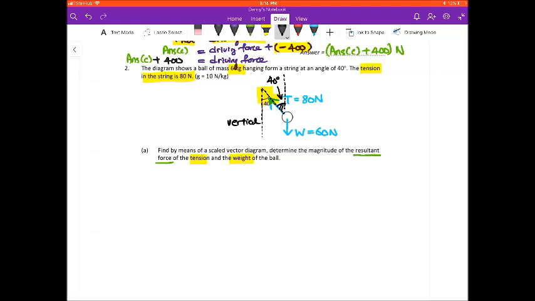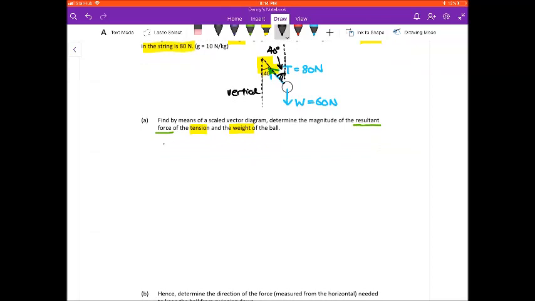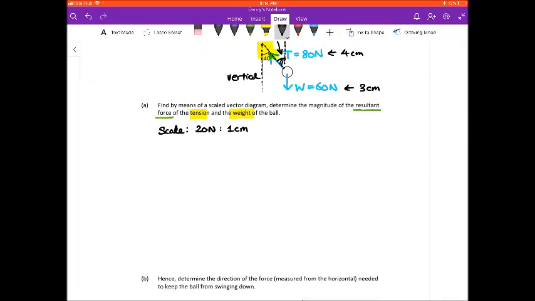Let's say I want to draw my diagram now. First thing, I will do my scale. Since I have this, I think I will do 20 Newton to 1 cm. So this one here will be 3 cm, and this one here will be 4 cm. It's very manageable. Unfortunately, my iPad doesn't allow me to draw exactly, so I will try my best. This time round, let's say I do approach 1. I will show you both approaches.